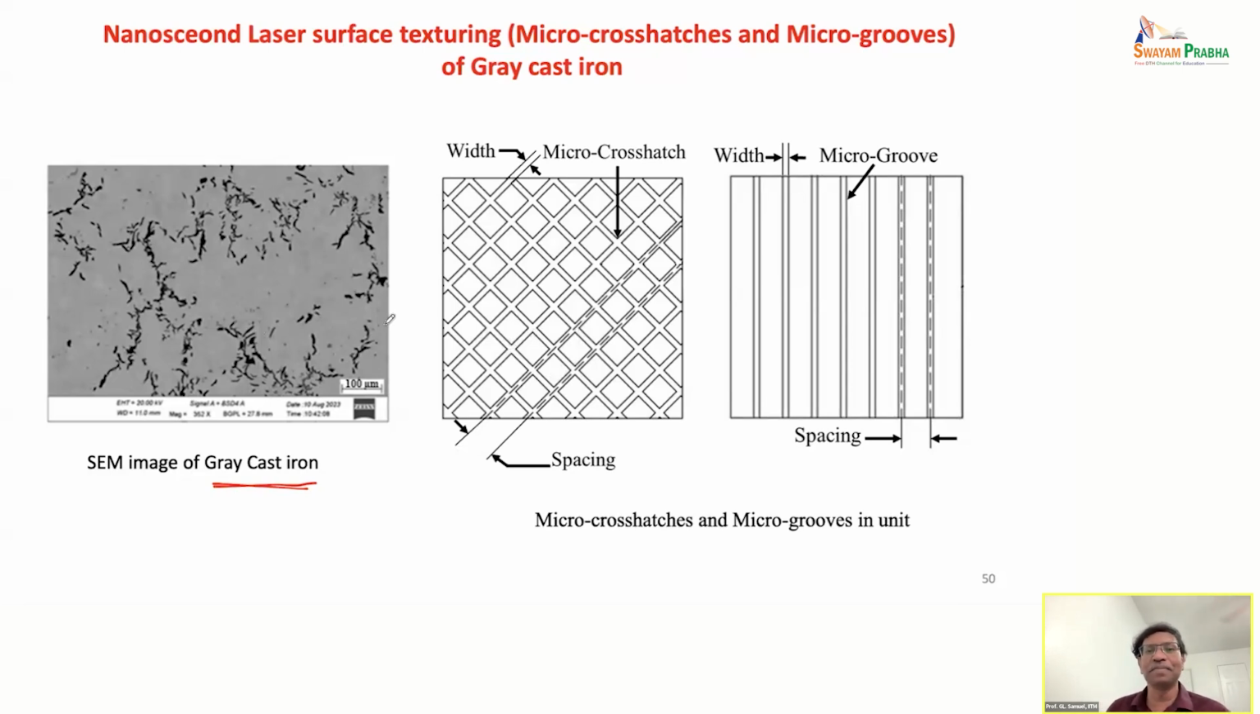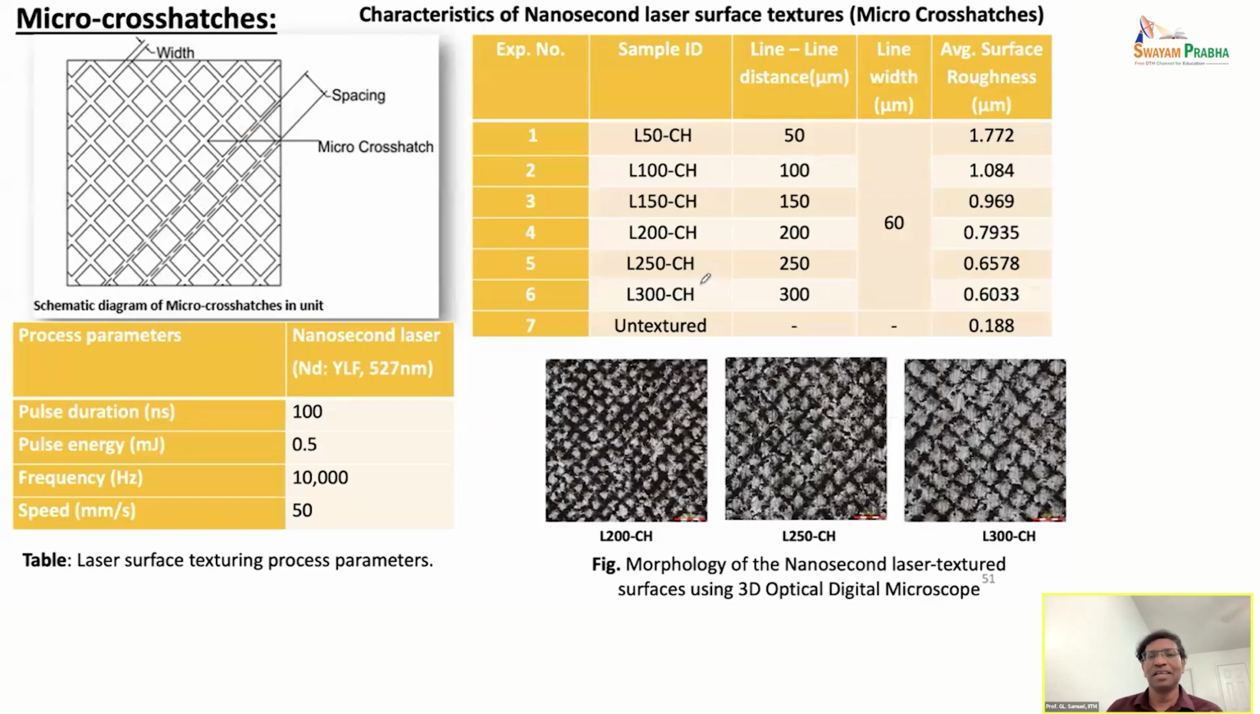Here also, initially several experiments were conducted to find what the best kind of texturing would be, and what the spacing should be, so that we can decrease the friction. Several similar experiments were conducted. The textures were made with different parameters, and we tried all these things.